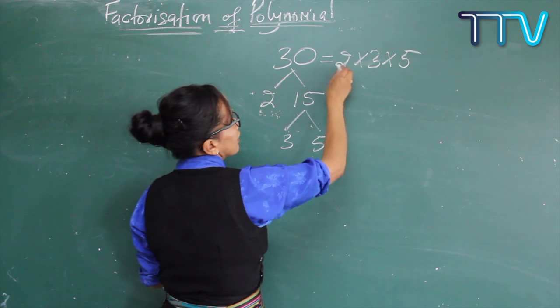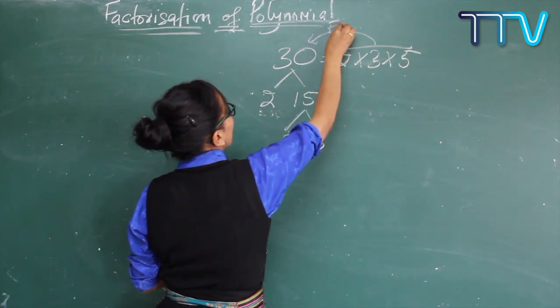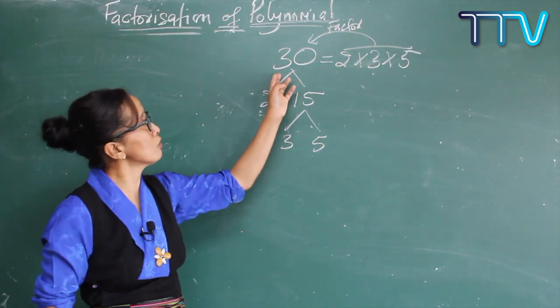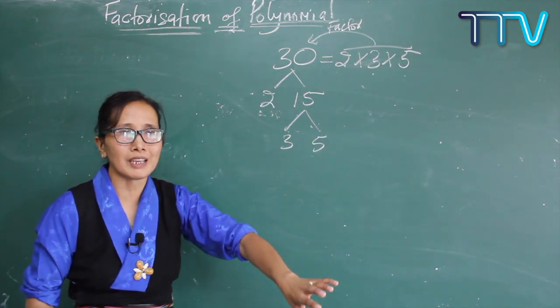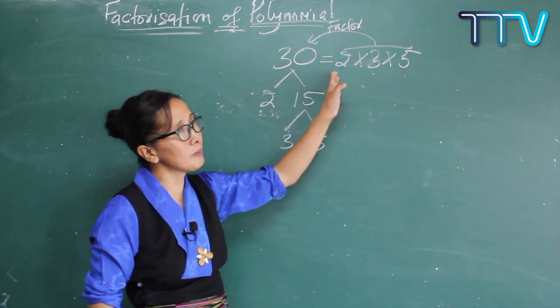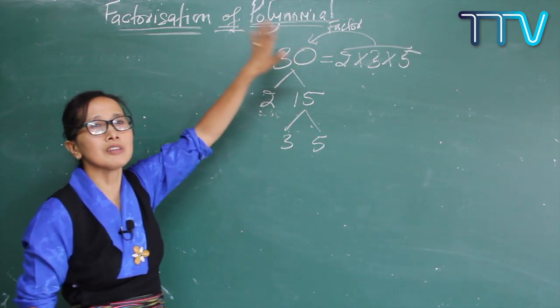So 2, 3 and 5 are the factors of 30. When you divide 30 by 2, the remainder will always be zero. That means this one is a factor of this. When you multiply 2 by 3 by 5, you get exactly 30. Understood? So this is for numbers.